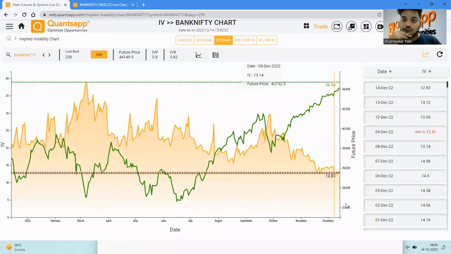IVs are at the bottom. So how can you identify if the IVs are at the bottom? One simple thing you need to do is just look at this yellow line. If it is at the bottom, the IVs are at the bottom. If it is at the top, the IVs are making a top. Whenever IVs are at the bottom, that means you are getting lower premiums. The options are cheap. What can you do in such instances? You should consider options buying. You should buy options.